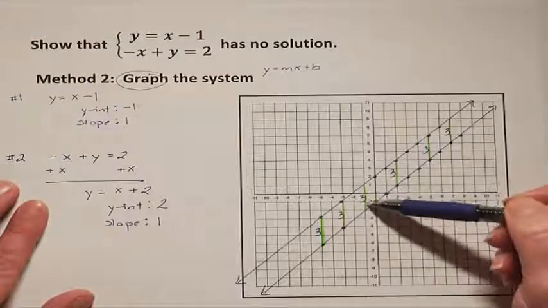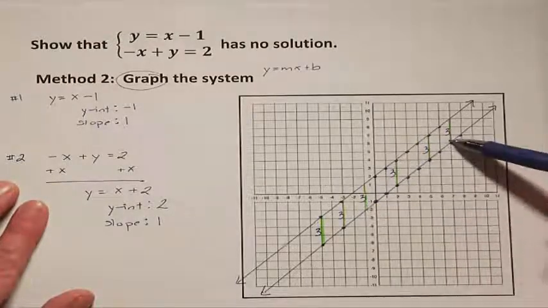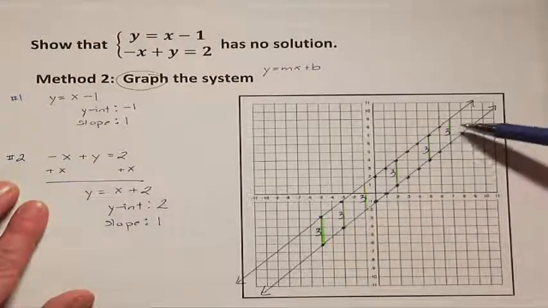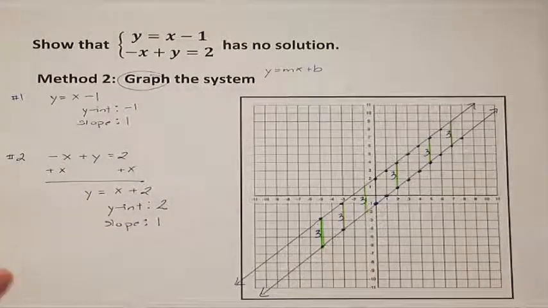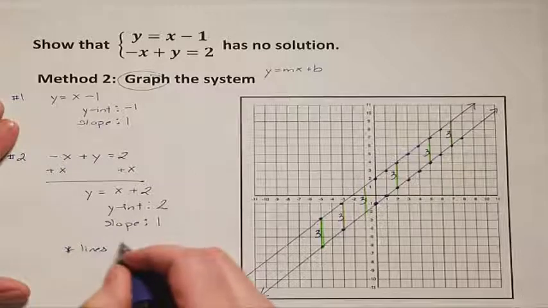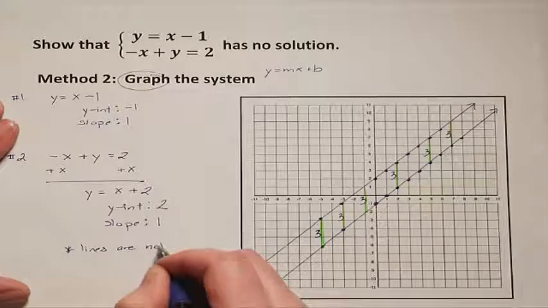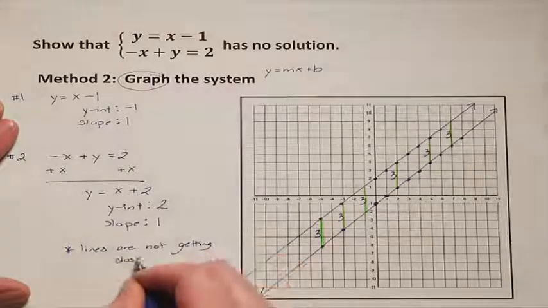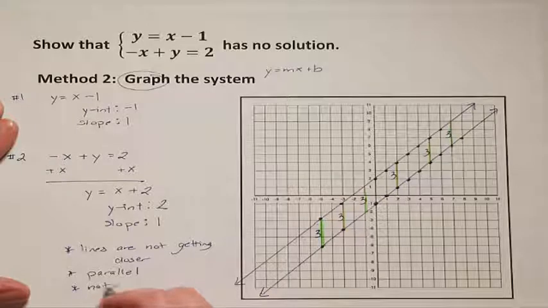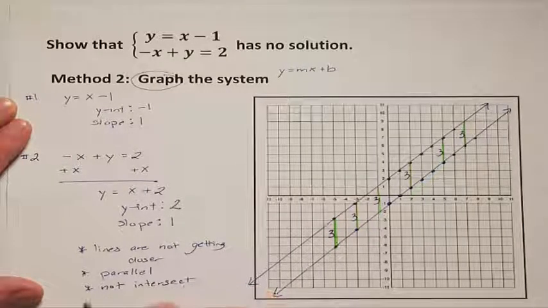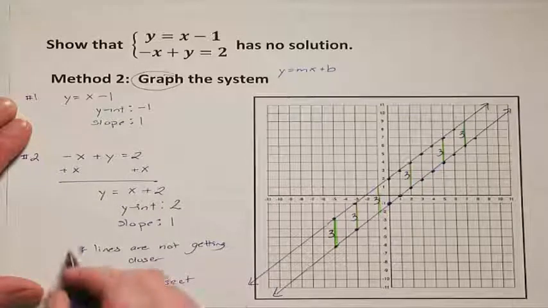Since the lines are not getting closer together at all, these lines are never going to intersect. If they're never getting closer, then you know that these lines are parallel. And if they're parallel, they are not going to intersect. And if they're not going to intersect, you know that there is no solution.